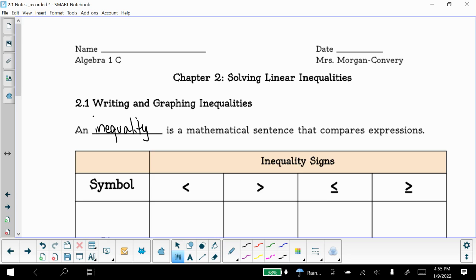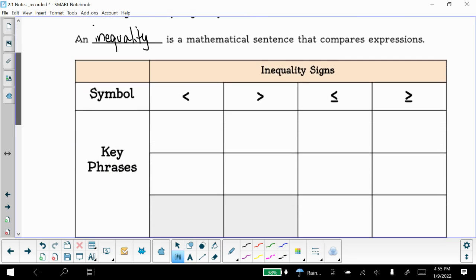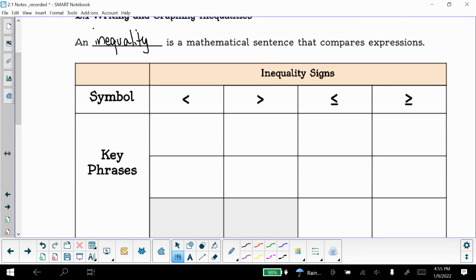I'm using my tablet here. It's not perfect, but it's pretty good. It works out. All right, and then we have some key phrases that we can use when we see math statements that are written out in sentence form that we're going to then use to translate into inequalities.